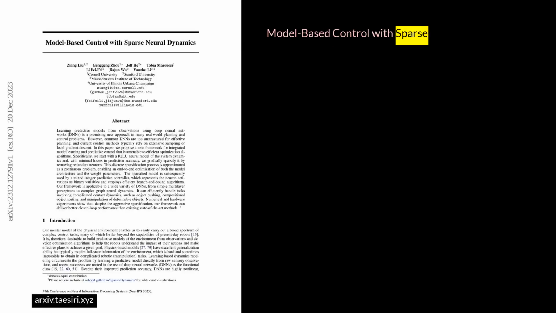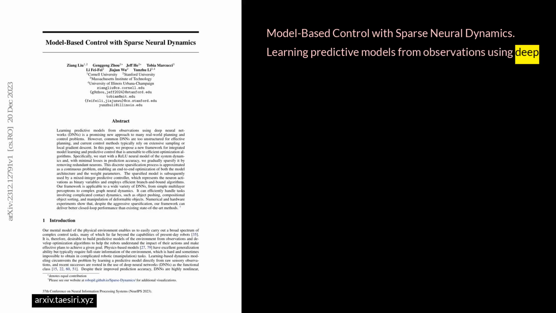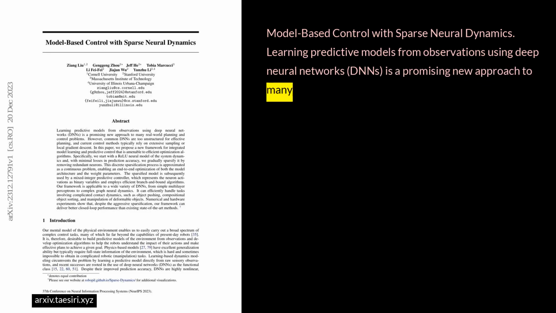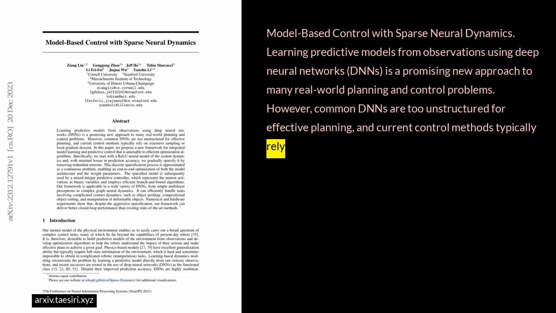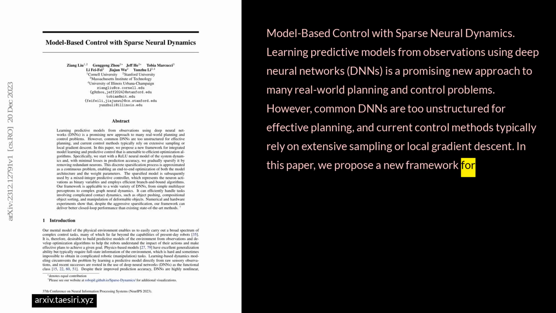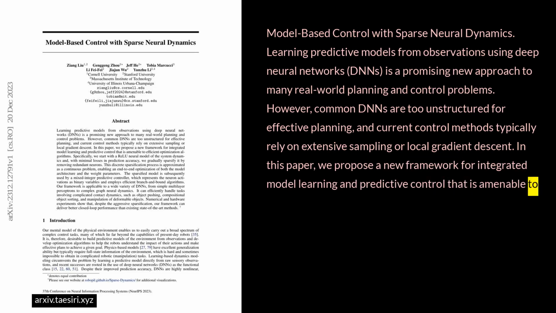Model-based control with sparse neural dynamics. Learning predictive models from observations using deep neural networks, DNNs, is a promising new approach to many real-world planning and control problems. However, common DNNs are too unstructured for effective planning, and current control methods typically rely on extensive sampling or local gradient descent. In this paper, we propose a new framework for integrated model learning and predictive control that is amenable to efficient optimization algorithms.